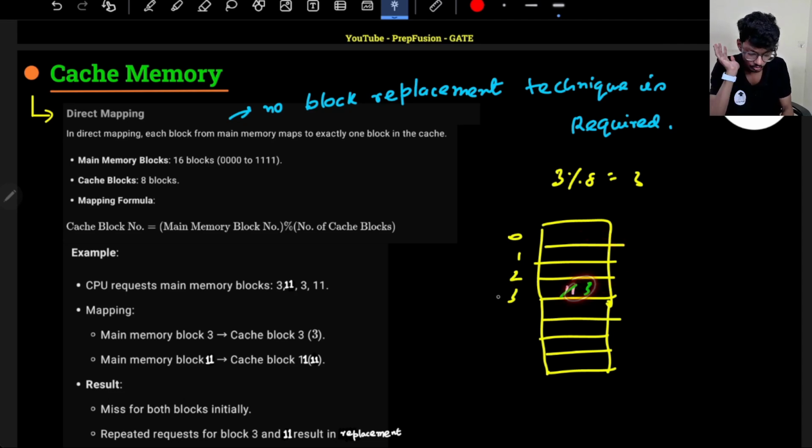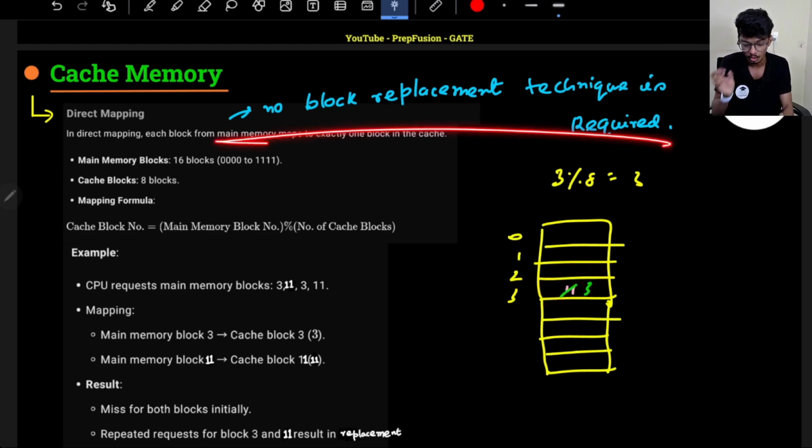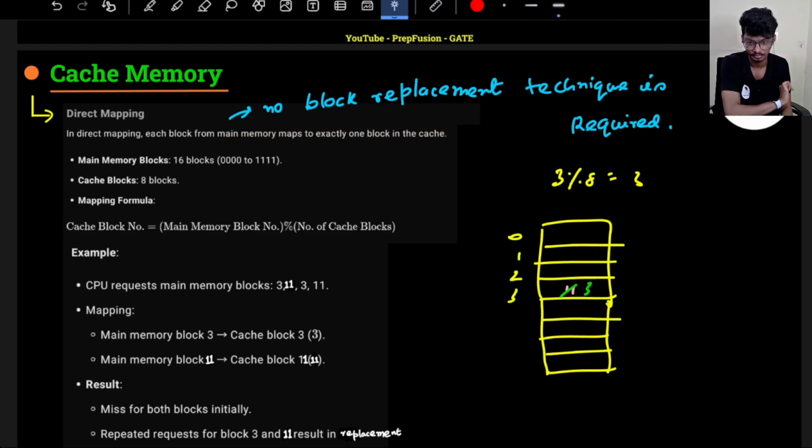This 3 can be placed only in one single place, that is block number 3 of cache memory, and there is only one storage space for a block in the cache memory, right? I can store only one block in a single block number, correct? So I have no other choice than to replace this 11. That's why no block replacement technique is required. Once I come to the next one, we will understand how a block replacement technique will be required.